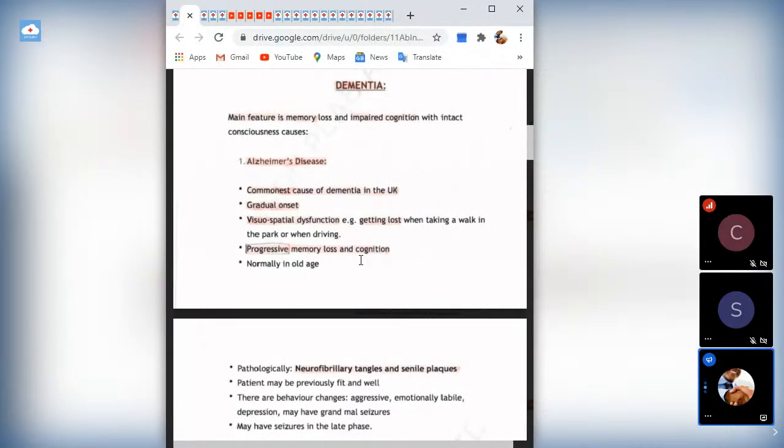Now, when you want to diagnose it and you do a pathology of the brain, what you actually find is neurofibrillary tangles and senile plaques. Neurofibrillary tangles are the pathological hallmark of this.